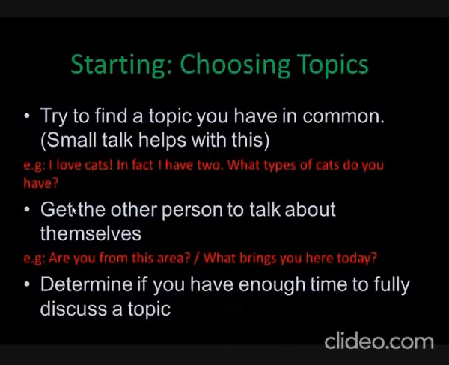Okay, moving on. After you have started with the conversation starter, you can start choosing topics to further your conversation. Try to find a topic that you have in common with your conversation partner. Let's say you find out that your conversation partner has a cat and you have a cat too, so maybe this is the time to show your cat photos on your phone to break the awkwardness and make your discussion go further. Small talk helps with this.